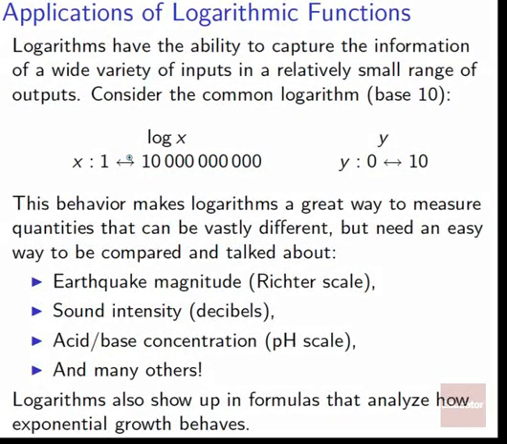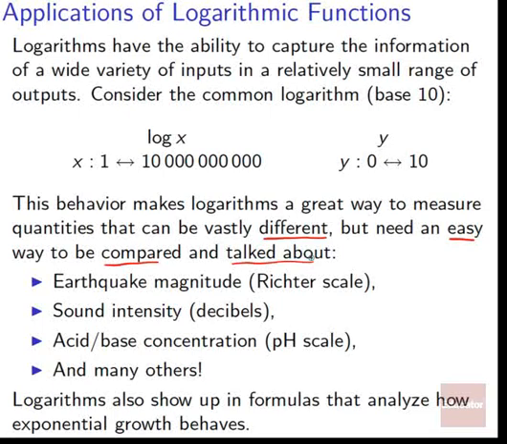This behavior makes logarithms a great way to measure quantities that can be vastly different, things that can have really huge variance in what you're measuring, but we want an easy way to compare or talk about them. These things come up regularly, and we don't want to have to say numbers like 10 billion or 9,572,000,000. We want some number that's fairly compact, that doesn't require all of this talking. So we use logarithms to turn it into a much smaller, more manageable number that makes sense and that we can understand relative to these other things.